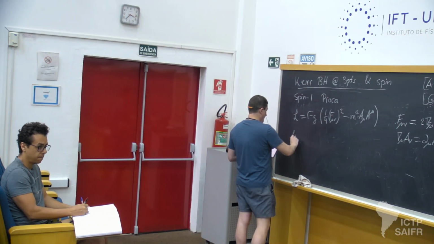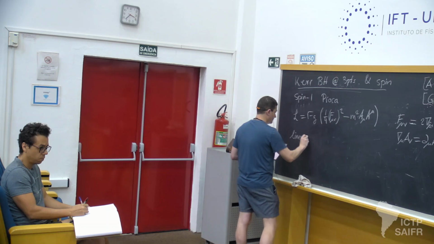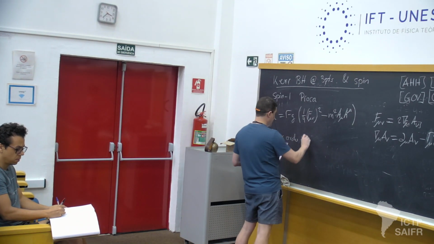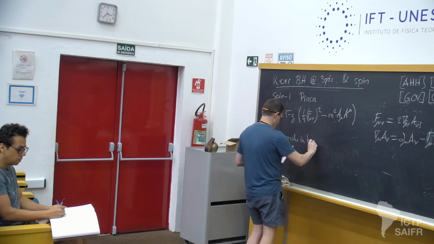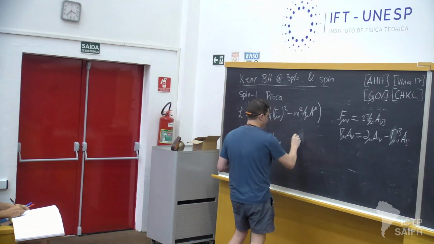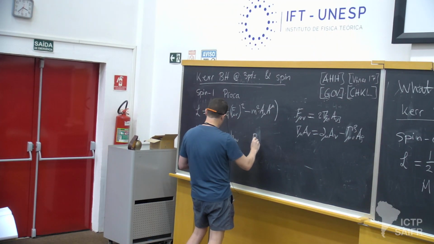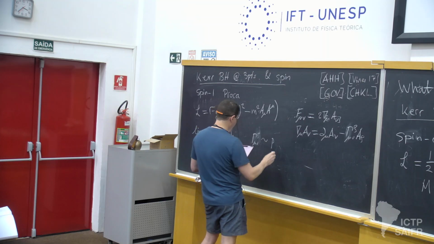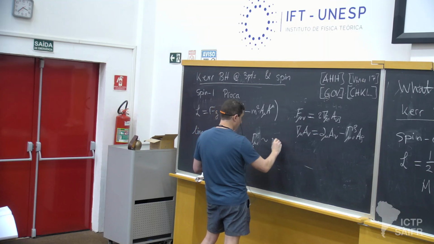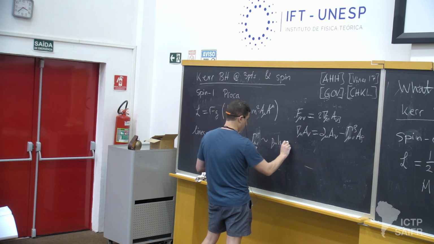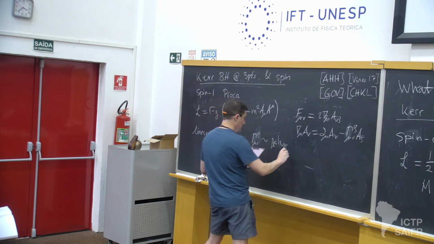So to linear order in h, what you get is that gamma, the Christoffel symbol, is basically also a combination of momenta and h, I guess. Symmetrize here, and then I subtract.